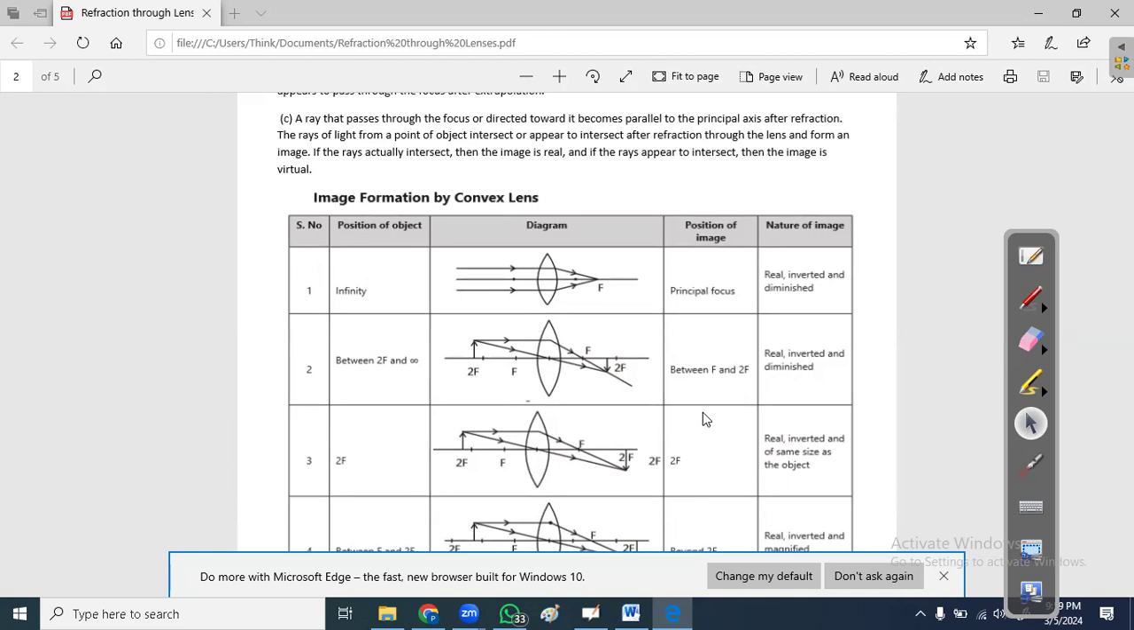For optics you have to get proper practice. Proper practice can only be gained by drawing again and again. Ray diagram drawing is really an art.